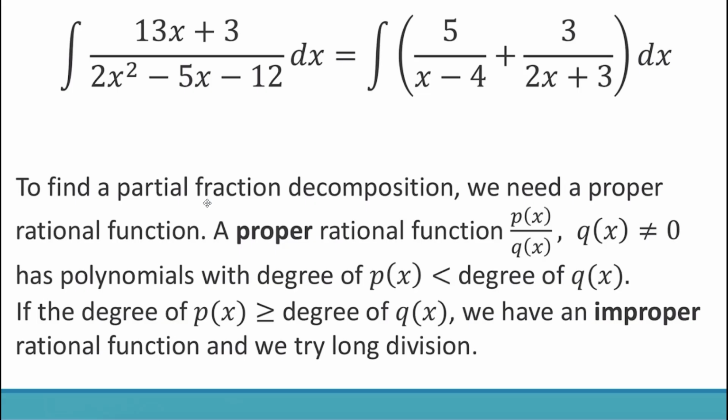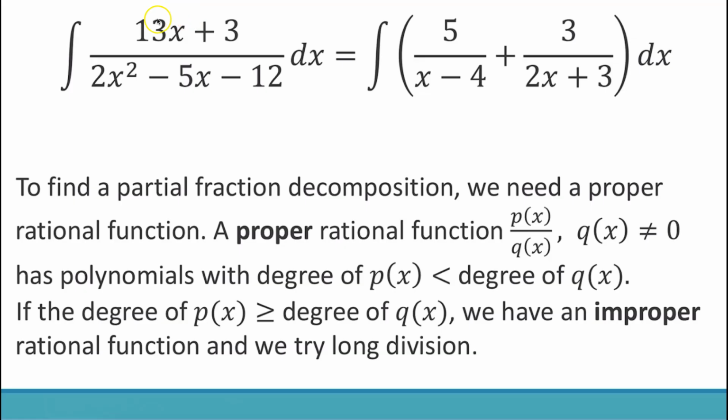Now, before we get started on examples, to find a partial fraction decomposition, we need a proper rational function. A proper rational function, some p(x) over q(x), where q(x) is non-zero, has a polynomial in the numerator and denominator, but the polynomial in the numerator has to have a degree that's less than the degree of the denominator. So this is x to the first, and this is x squared.